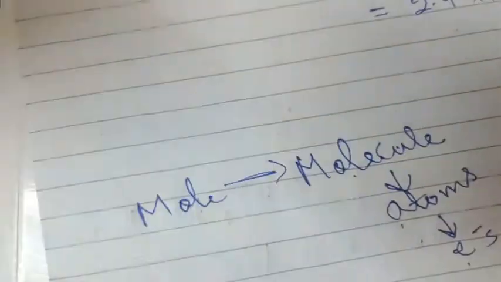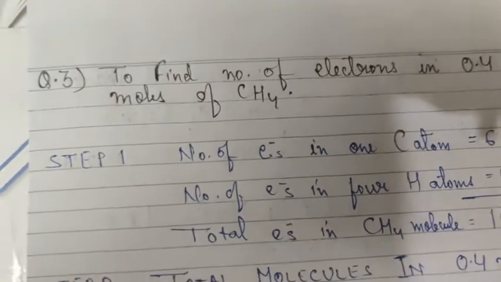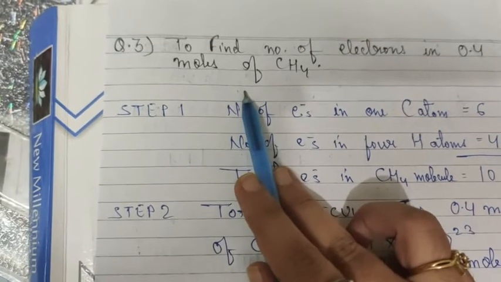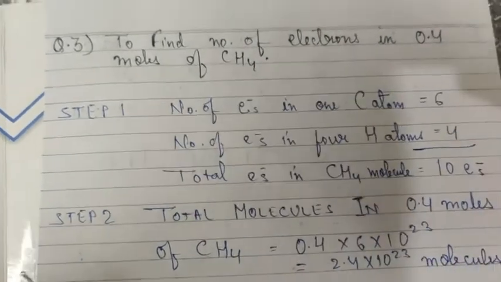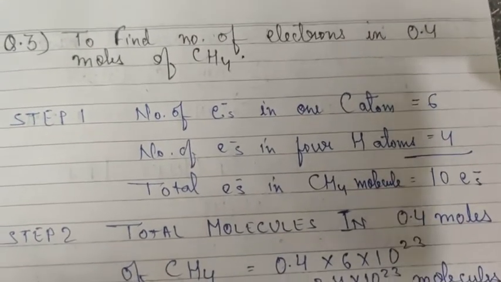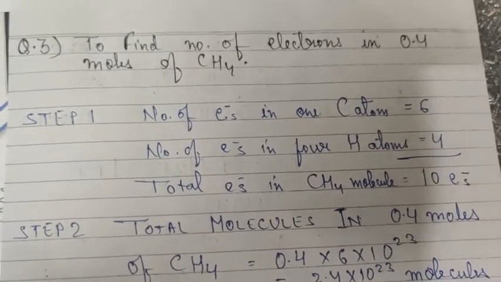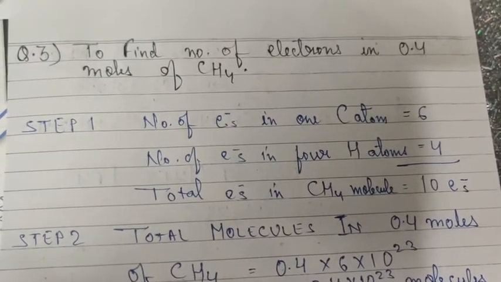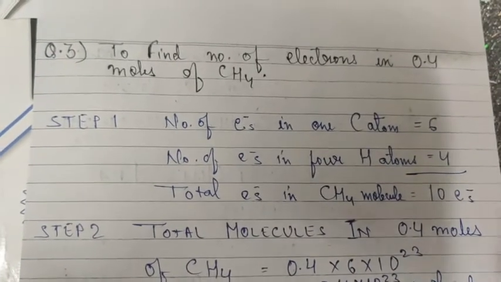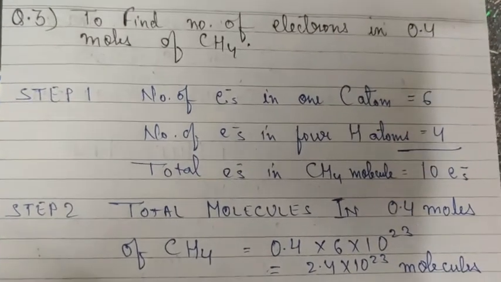So in this question, as per the question, you can see it is mentioned to find the total number of electrons present in 0.4 moles of methane. So the first step that I have used is to calculate the total number of electrons in one molecule of methane. So first thing is to know how we get the value of electrons from atoms. Let me tell you this, children, you must have done this in your class 9 and 10: the number of electrons is equal to the atomic number.